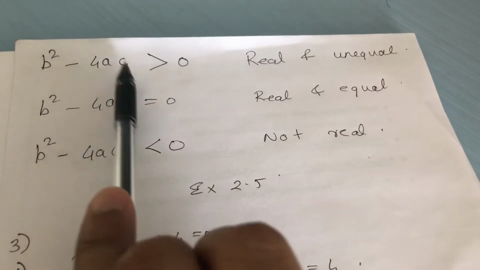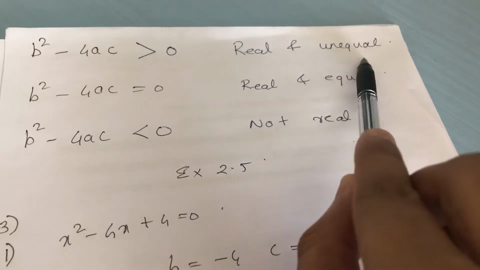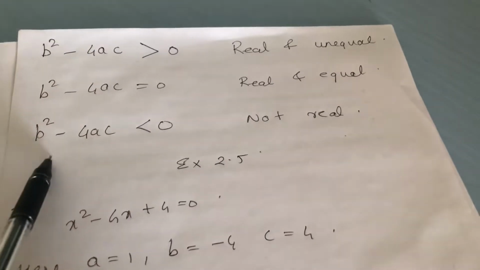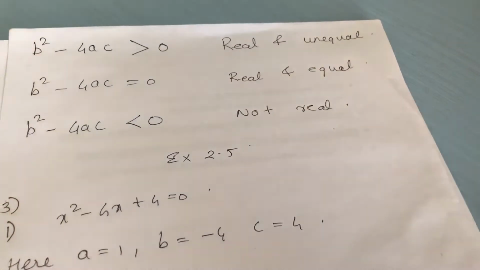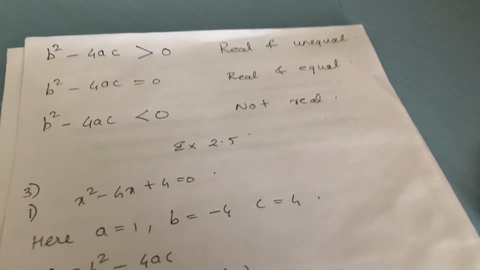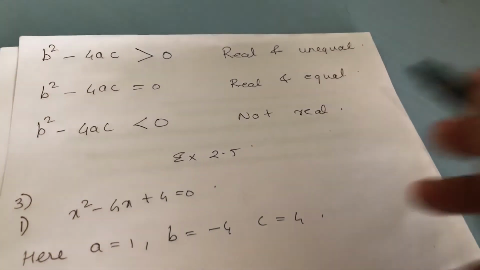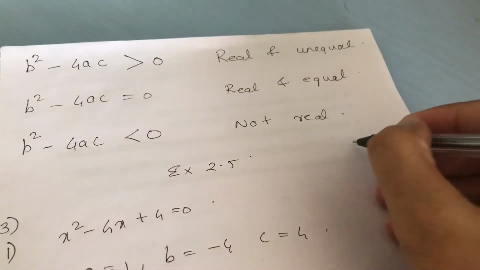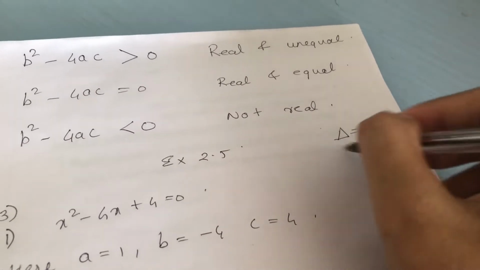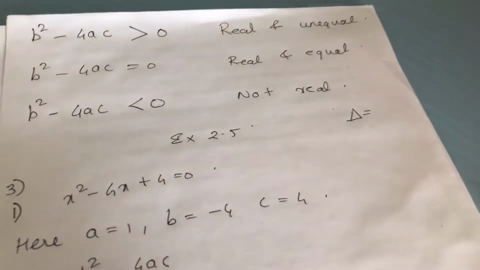So if b square minus 4ac is greater than 0, real and unequal, b square minus 4ac equal to 0, real and equal, b square minus 4ac less than 0, not real. Okay. All you have to remember is this. Now b square minus 4ac is also called a discriminant. Okay. So instead of writing b square minus 4ac, you can just write discriminant or just a triangle. Okay, the small triangle. So this is known as a discriminant or b square minus 4ac, short form for b square minus 4ac.